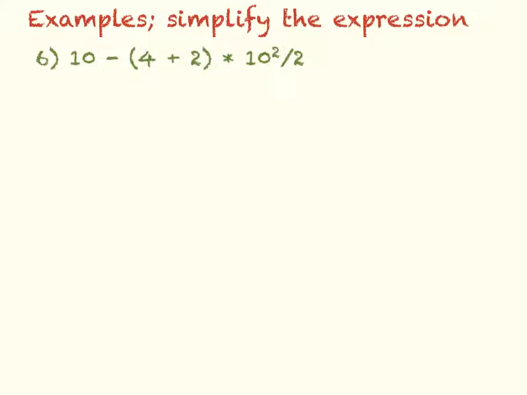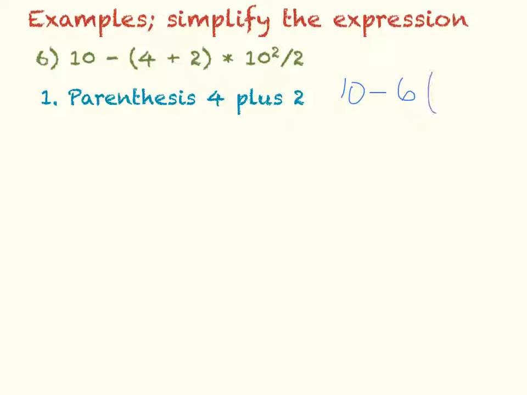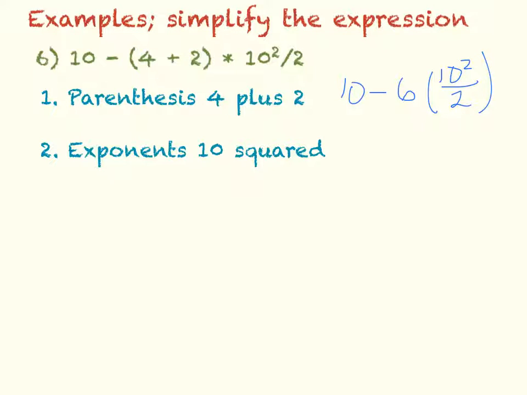In this next one, we have 10 minus the quantity 4 plus 2 times 10 squared divided by 2. So the first step here is to do the parentheses 4 plus 2. So what I have is 10 minus 6 times 10 squared divided by 2. The next step is to do the exponents. So that would be the 10 squared. So I have 10 minus 6. 10 squared is 100, so times 100 divided by 2.